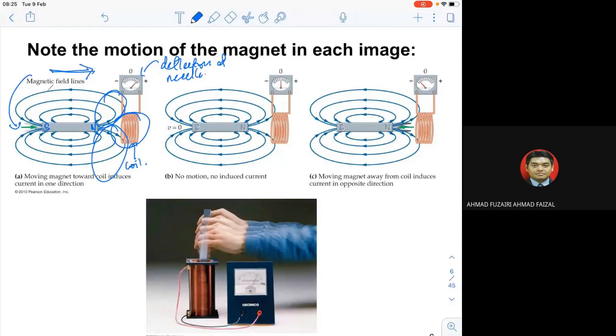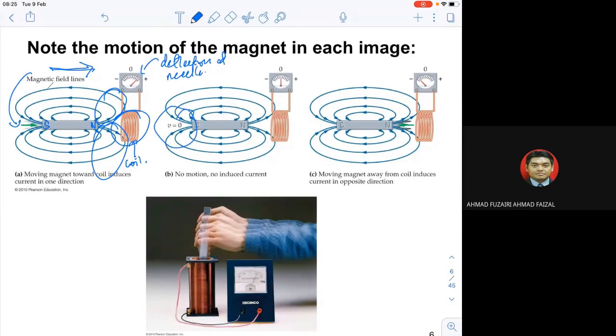But if there is no movement, this is the fun part. No movement. That means you try to bring the magnetic bar, but you stop at one moment. You stop, so v equals 0. That means it doesn't move, and it doesn't involve any change in the magnetic field. So you can look here: no deflection.